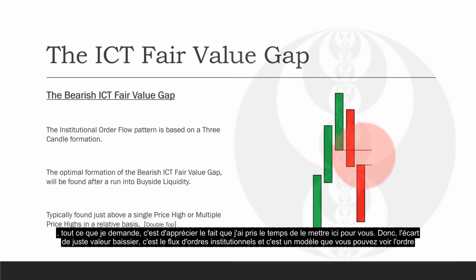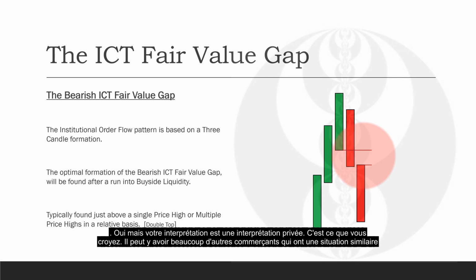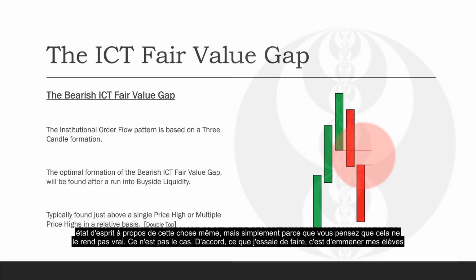So the bearish ICT fair value gap. This is institutional order flow, and it's a pattern where you can see the order flow actually coming into the marketplace. When you look at depth of market, or if you study volume profile, that's a religion, okay? What you're looking at is data, yes, but your interpretation is a private interpretation. It's what you believe. There may be a lot of other traders that have a similar mindset about that very thing, but simply because you think that doesn't make it true.